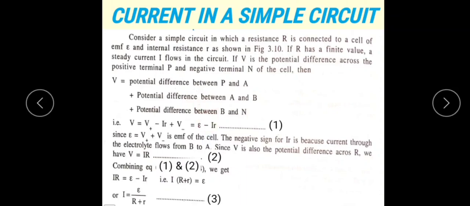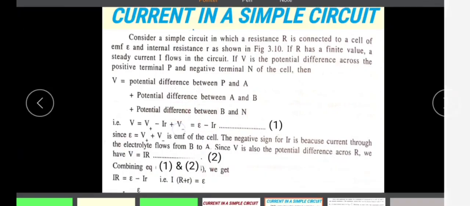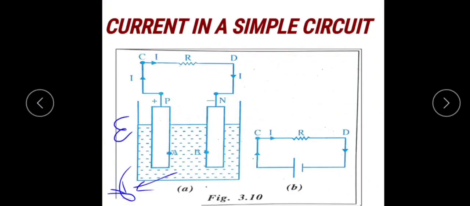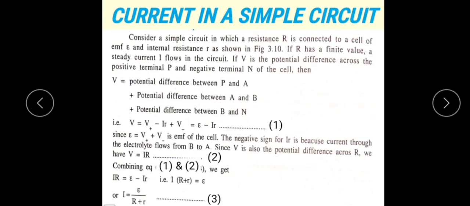Since you know that E is equal to plus V plus of minus V is the EMF of the cell. The negative sign for Ir is because the current through the electrolytic solution flows from B to A. Since V is also the potential difference across R, then we have V is equal to IR. See here, in this case the current, that is minus Ir in the equation, is considered.